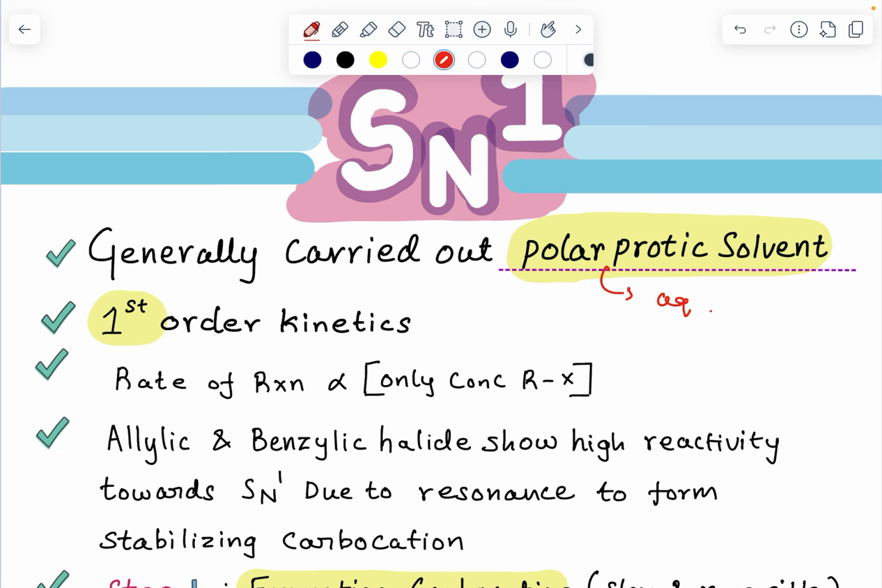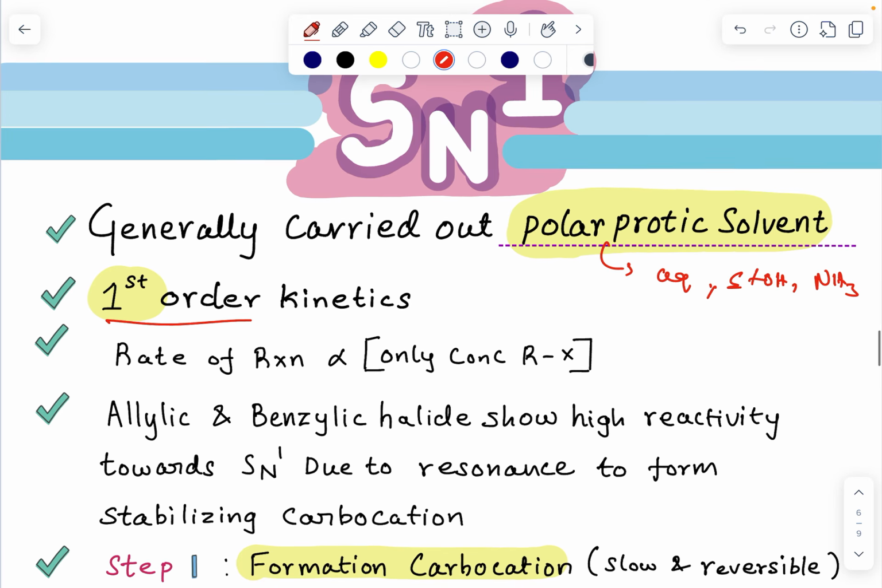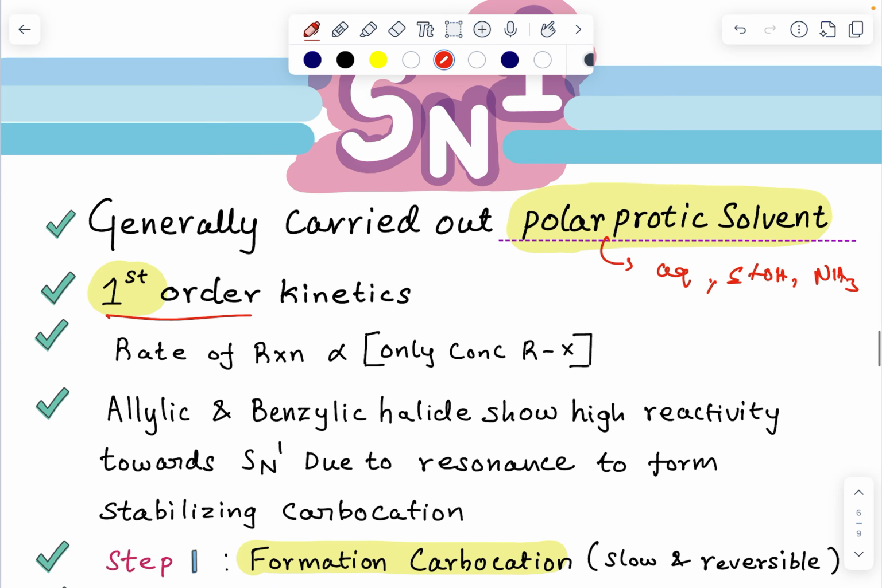For example, water, ethanol or ammonia. These are all examples of polar protic solvents. A polar aprotic solvent is different. And it follows first order kinetics. So the rate of the reaction for SN1 depends only on the concentration of the alkyl halide, not on the aqueous base or alcoholic base.